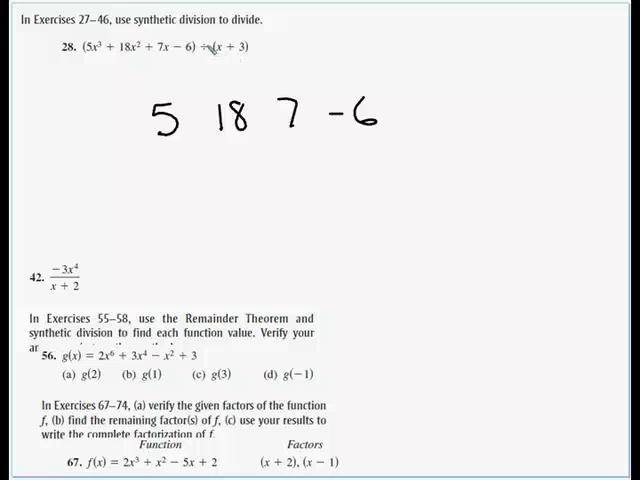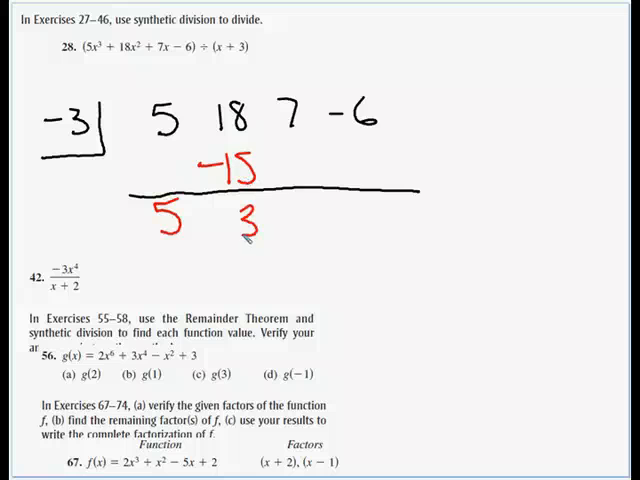And we are dividing that by the quantity or the factor x plus 3. So we would think about that as x minus a negative 3. Do our line here and bring down the 5. Negative 3 times 5 is negative 15, and we add. Negative 3 times that 3 is negative 9, add negative 2. Multiply those, we get a positive 6. So there is no remainder.